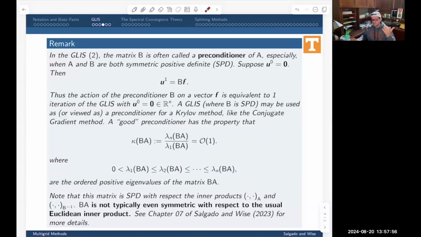Remember what I said before, that B should be a pretty good approximation of A inverse. If B is exactly A inverse, then B times A is exactly equal to the identity. Now, what if B is just a really good approximation of the inverse of A? Then what is B times A? Well, it's something close to the identity, roughly speaking. So we say that it's a good preconditioner or good iterator whenever the condition number of B times A is small.